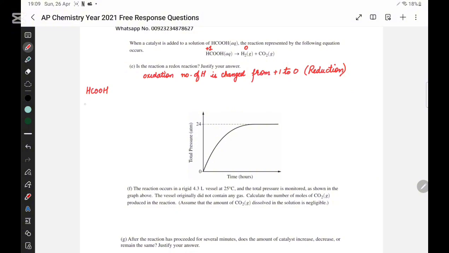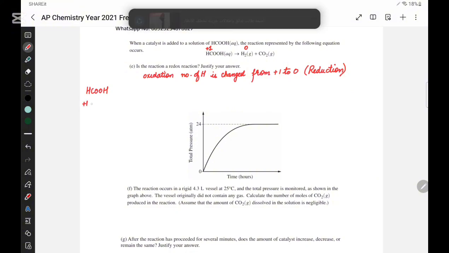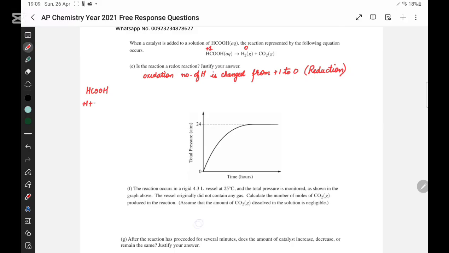So it is HCOOH, and for hydrogen we are going to put +1, for carbon we are going to put x there, and for oxygen there are two oxygens with oxidation number of -2 because it belongs to group 6. So +1 plus x minus 4 plus 1 equal to 0, x minus 2 equal to 0, so x is equal to 2. So carbon is having the oxidation state of +2 here.